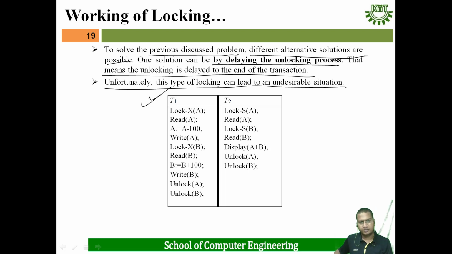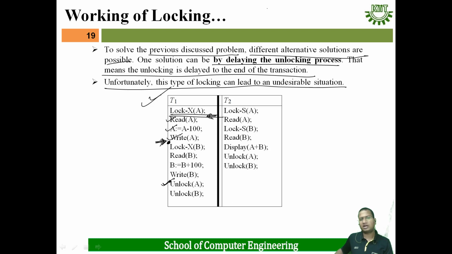Just see here. Suppose previously we were transferring 100 rupees from account A to account B. Then these three instructions: read A, A equals A minus 100, write A. Before that we were applying an exclusive lock on A, and the concurrency control manager was granting that lock, and after that we were unlocking at that place.